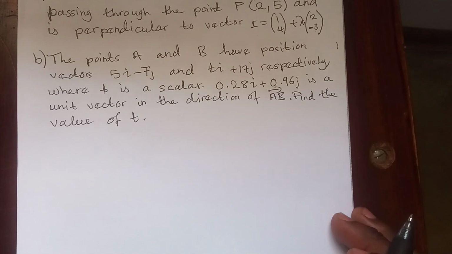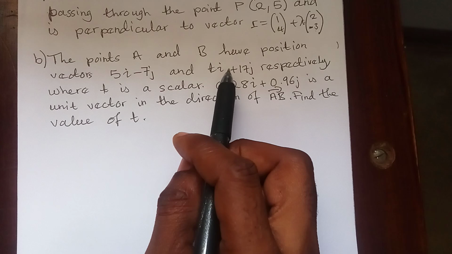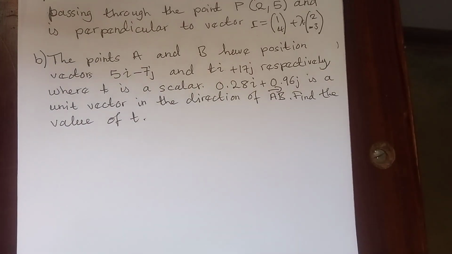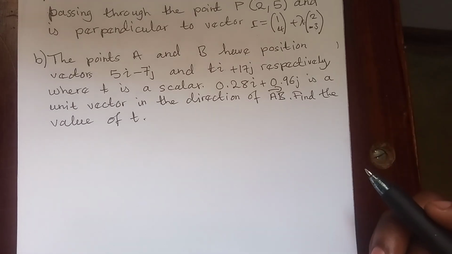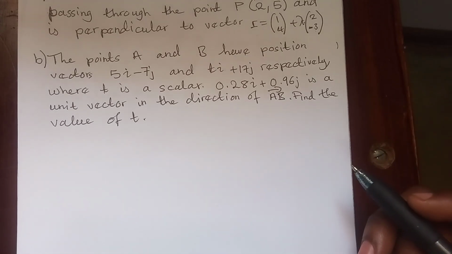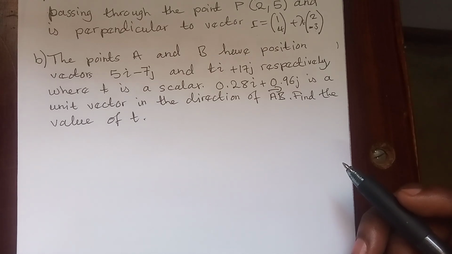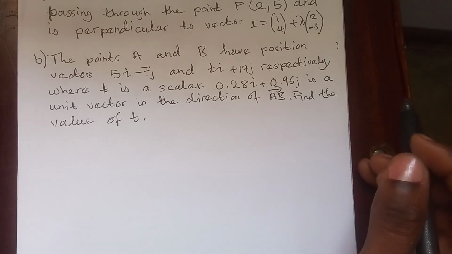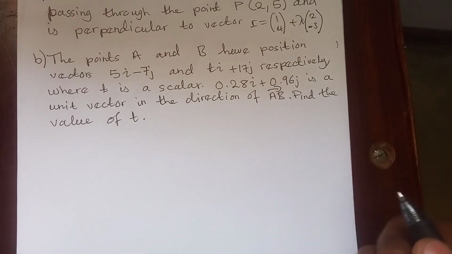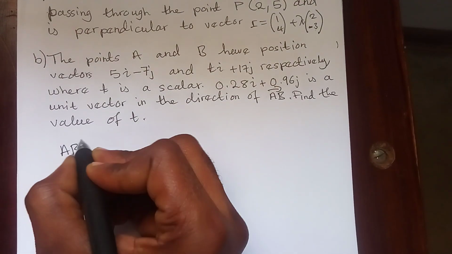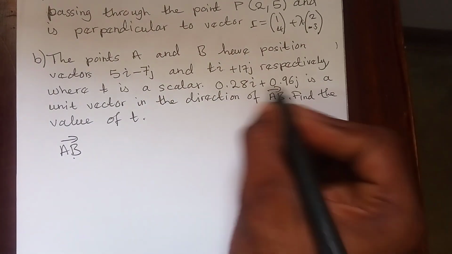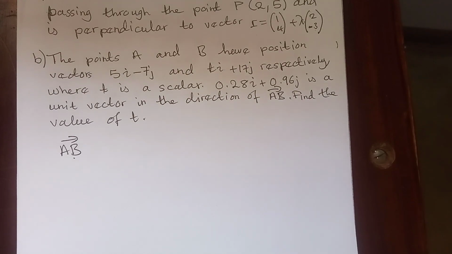On part B, we have the points A and B with position vectors this and this respectively, where t is a scalar. Then 0.28i plus 0.96j is a unit vector in the direction of AB. Find the value of t. What we are being told here is that the unit vector in the direction of AB is this. So all you have to do is find your AB and then find the unit vector in that direction.